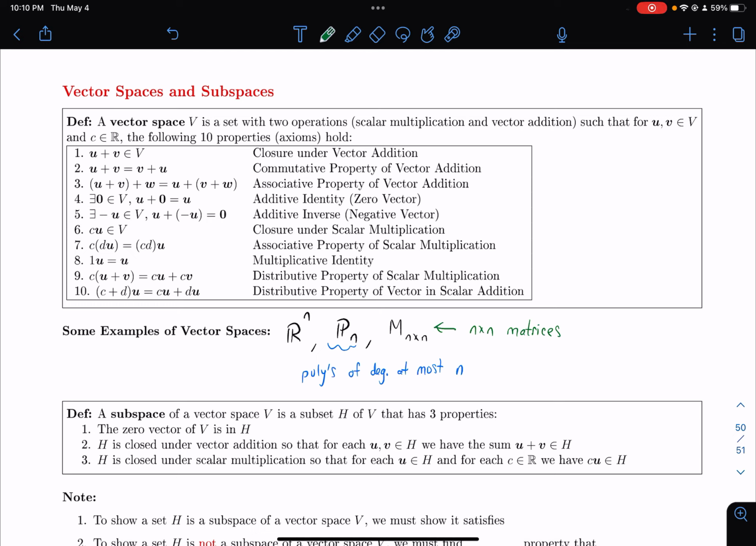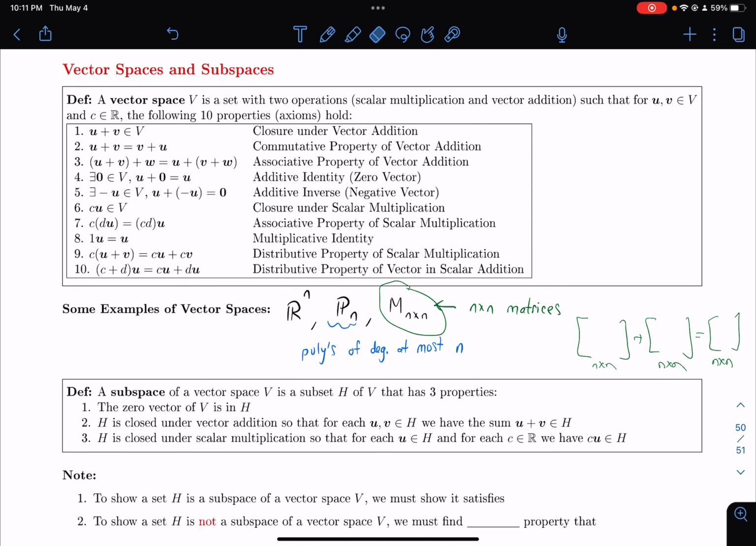For example, the first property says, if you take any two things that are in your set, the sum still needs to be in the set. Like for the set of n by n matrices, if I take an n by n matrix and add it to another n by n matrix, it's still going to be n by n. And that's what the first property says. It turns out that the other ones will be satisfied as well.